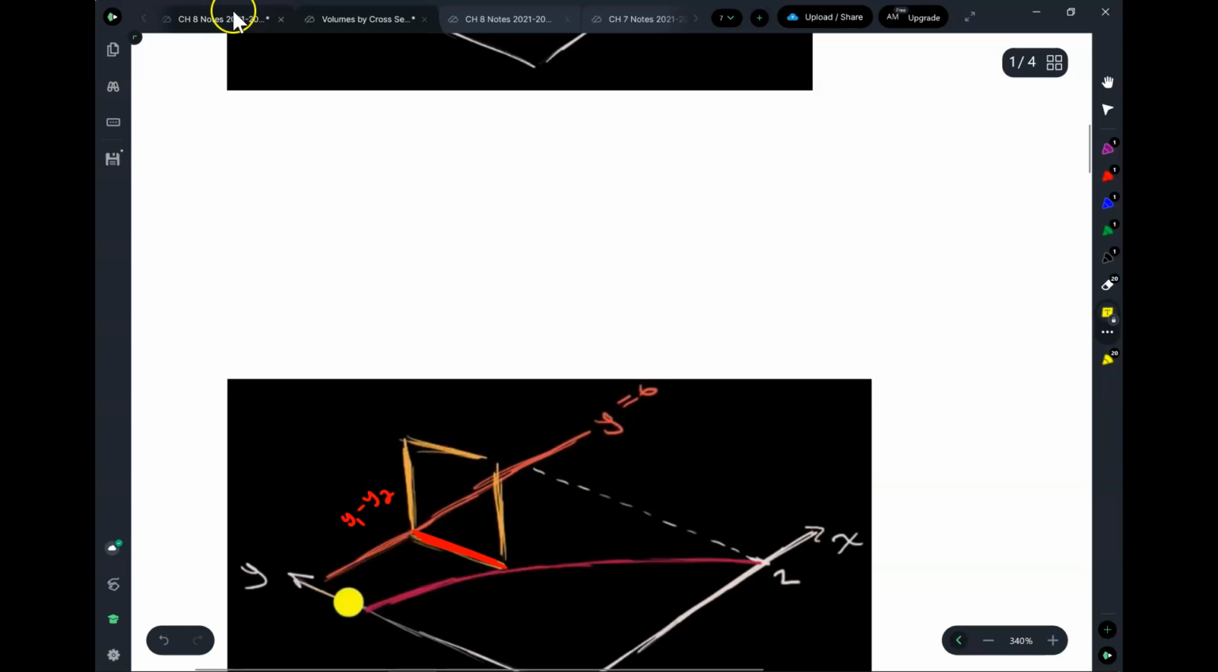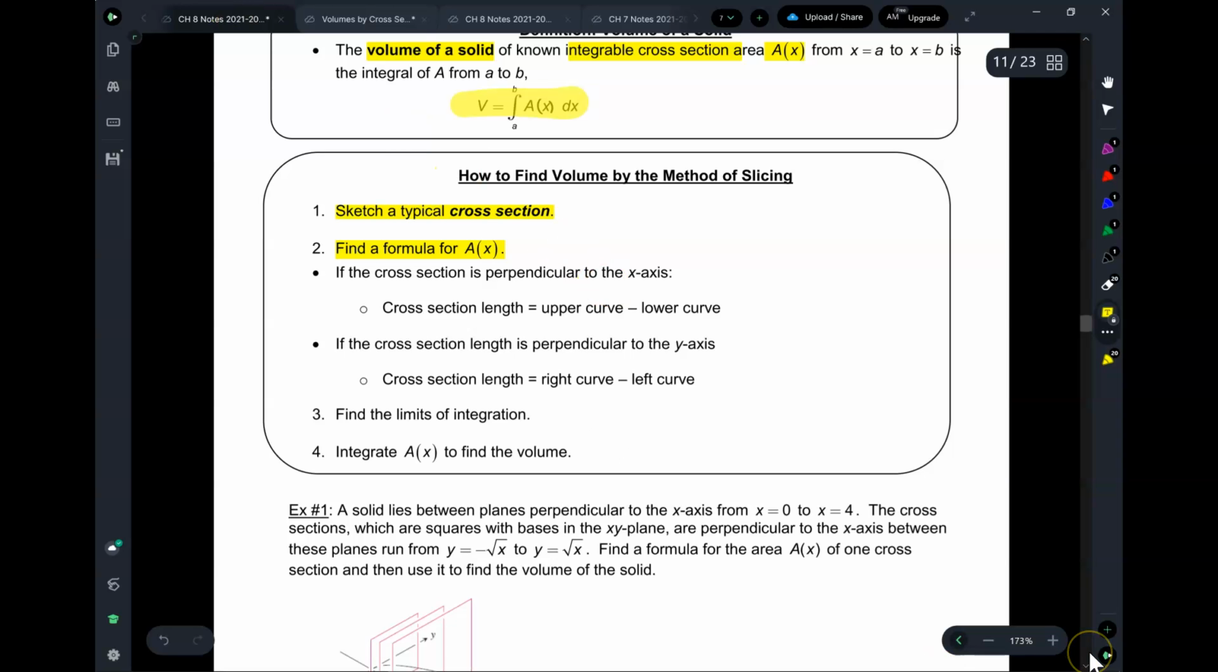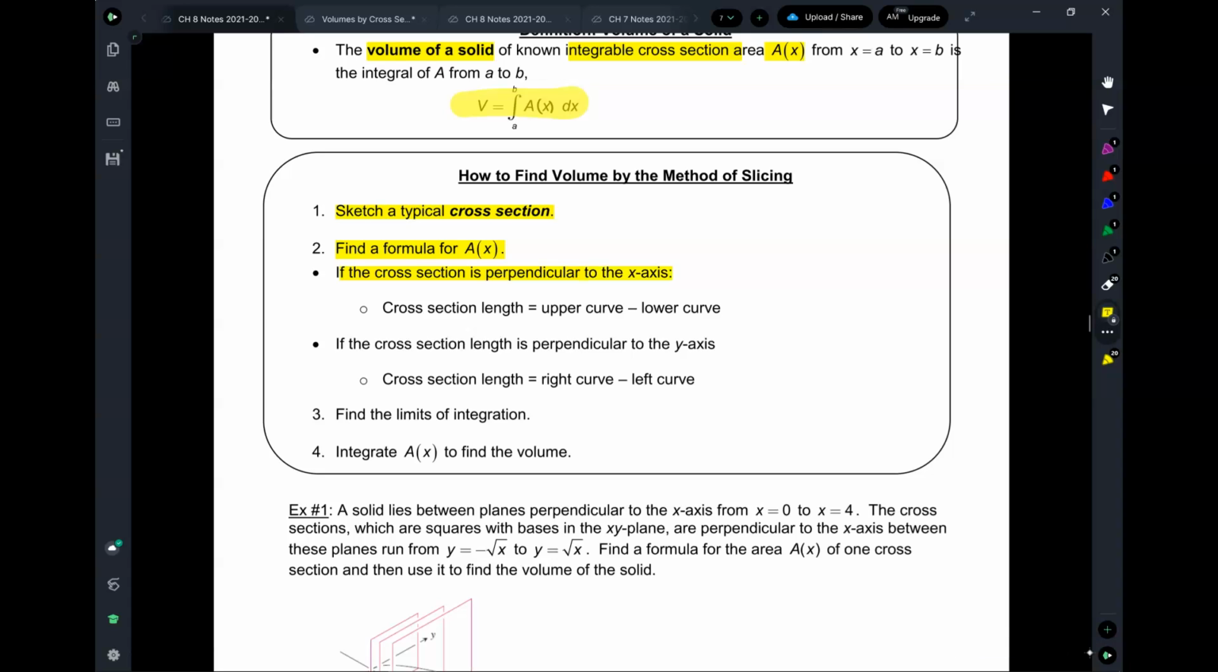And could you also do it like the y instead of like? No, well, you will be told how. There's only one possibility. So here you will be told if the cross section is perpendicular to the x-axis, then the cross section length, like the side of that square, remember how we did y2 minus y1? It's the upper curve minus the lower curve, just like we did before. And if they're perpendicular to the y-axis, it's going to be the right minus the left. We find the limits of integration, and we integrate A of X to find the volume.